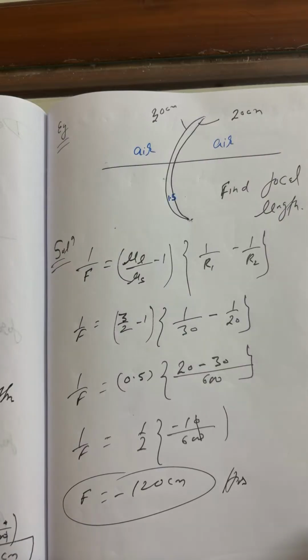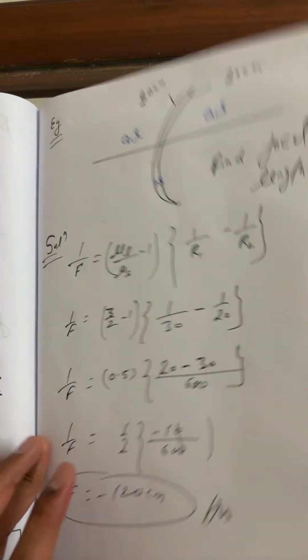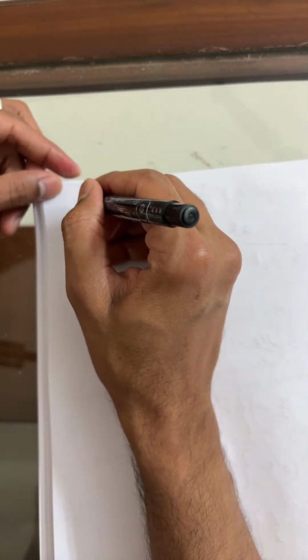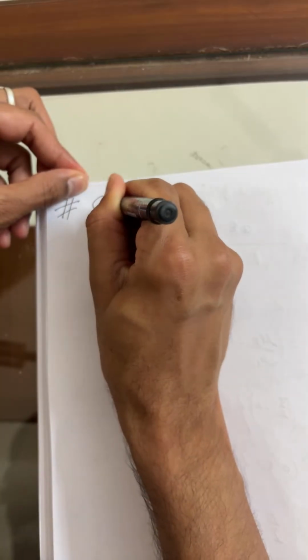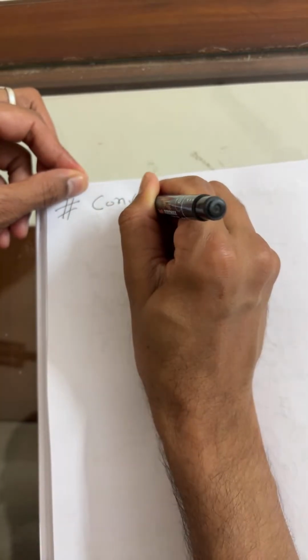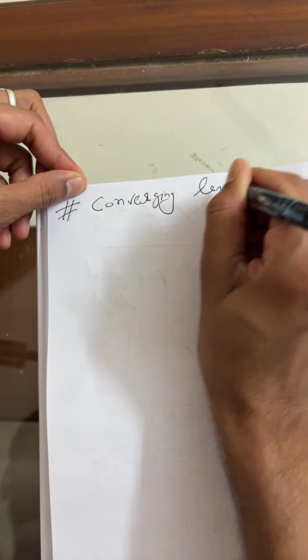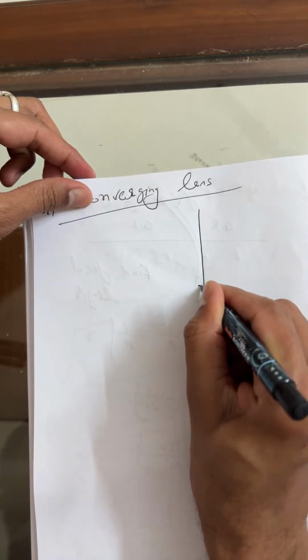Right. So have a look beta, next concept here. I hope all of you are getting the class. Now beta, next, converging lens. Converging lens beta. So what is the converging lens, my dear?